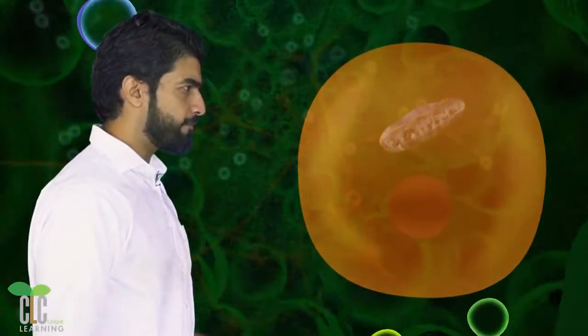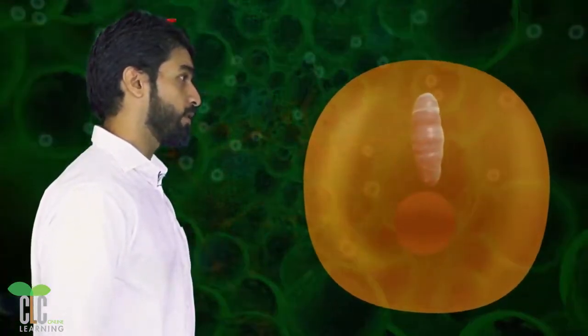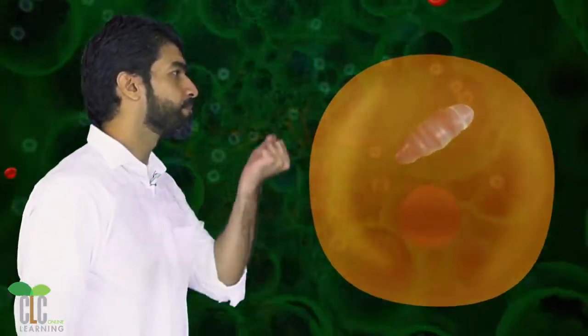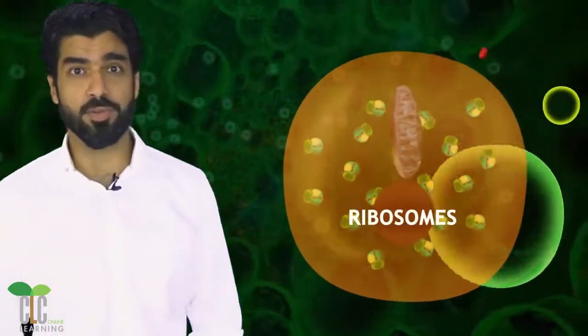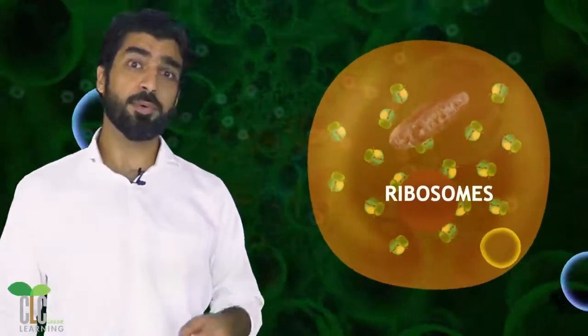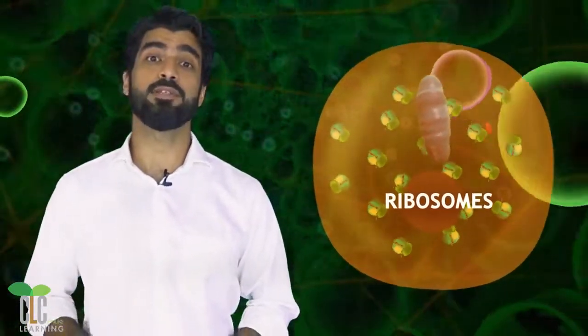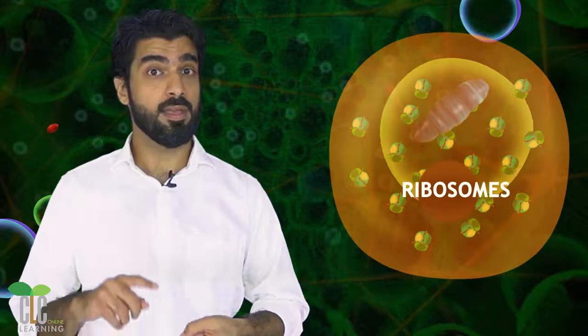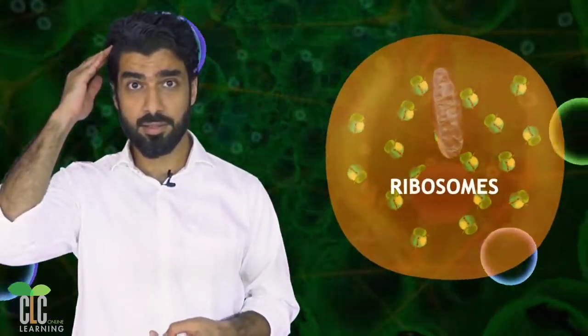Lastly, we have the fifth ingredient, which are the smallest structures known in the cell. They are the ribosomes. These are the protein-making factories within the cell. They make proteins such as enzymes, antibodies, even the proteins within your hair and your nails.